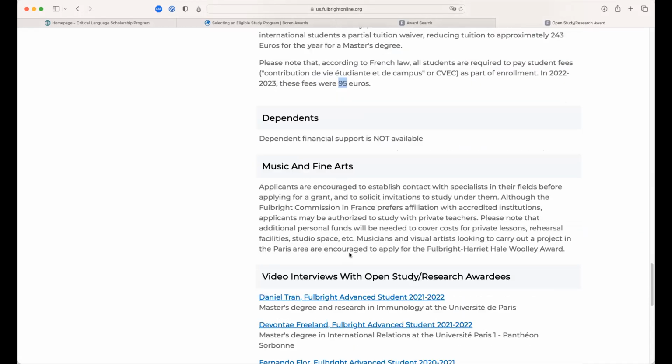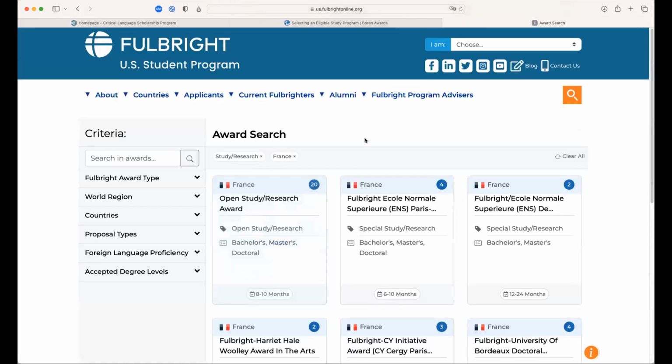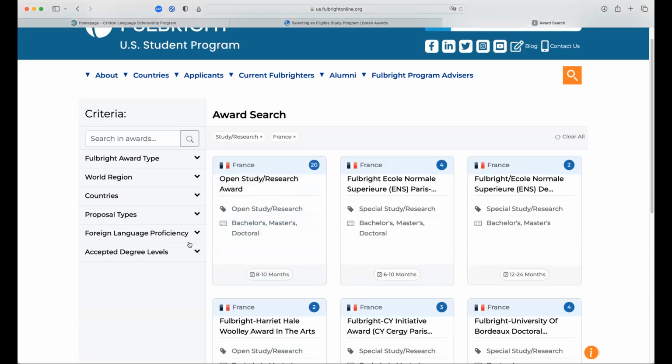A big thing to keep in mind, dependent financial support. So if you are married, or if you have children, or both, there are some awards that do have financial support, and those are usually more on the faculty side where you would be teaching. And if that is something that is important for you, definitely establish that early in your program search.